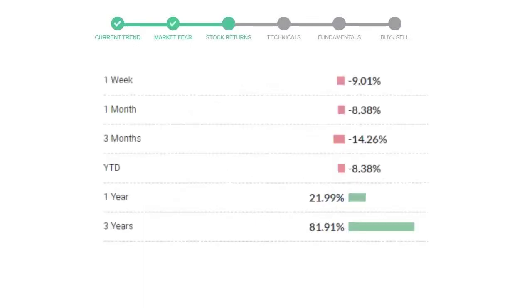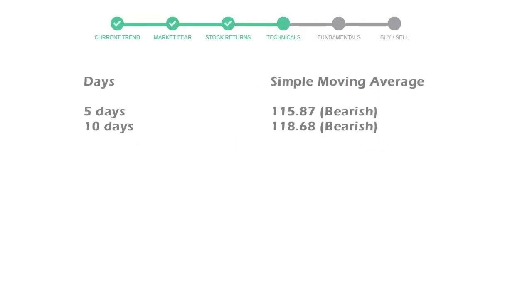ConocoPhillips gave negative 9.01% returns in the last week, negative 8.38% in the last 30 days, and 3 months' returns are negative 14.26%. Now let's have a look at simple moving average data.